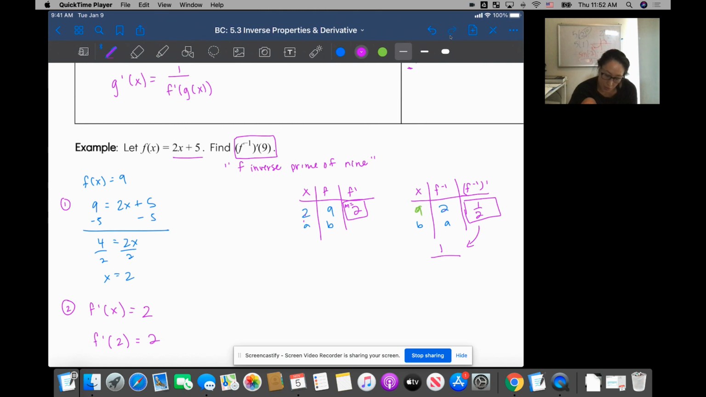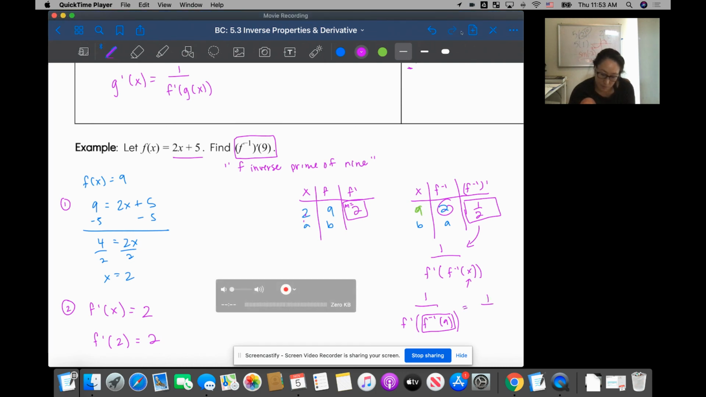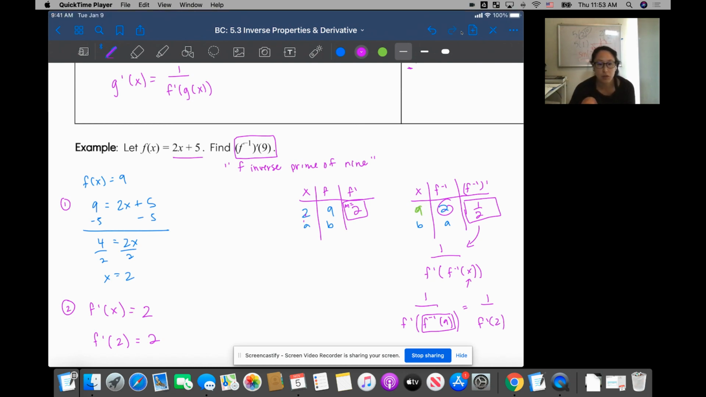So again, if we look back at our rule, we know that f inverse prime is equal to 1 over f prime of f inverse, or g, f inverse of x. Our x was 9, sorry, so this would be 1 over f prime of f inverse of 9. So I'm like, oh, f inverse of 9 was 2, so I'm taking the derivative of when the original function is equal to 2. Okay, and then you have to reciprocate it.